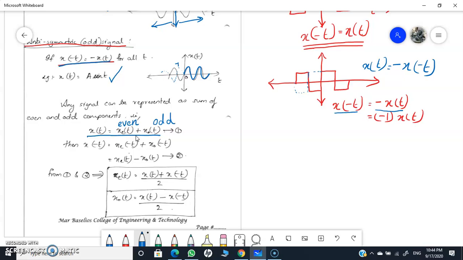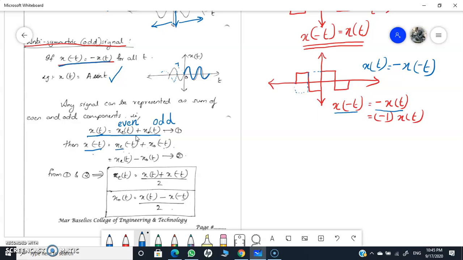In the same way, if I am taking the mirror of this particular signal, that is x of minus t, then what will x of minus t be? I need to substitute every t in this equation with minus t. So x of minus t will be xe of minus t plus xo of minus t, if I am substituting t equal to minus t.